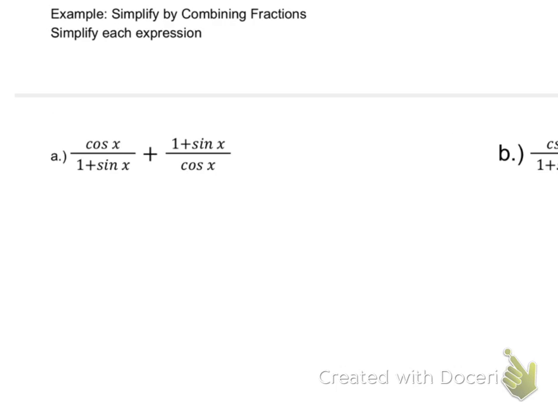Another technique is to simplify by combining fractions. But the only way to combine fractions is if they have a common denominator. So therefore, you can't cross multiply. We're not multiplying, or there's no equal sign between them. So, can't flip. So, you need a common denominator.